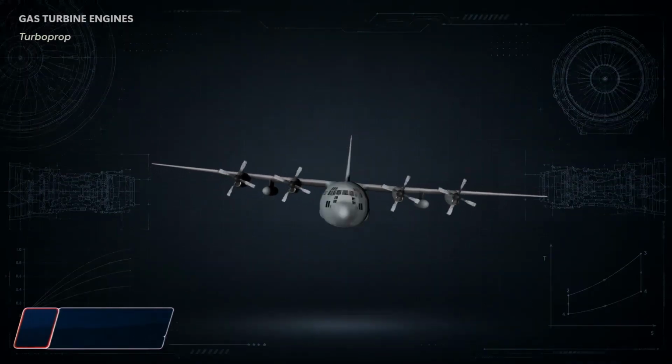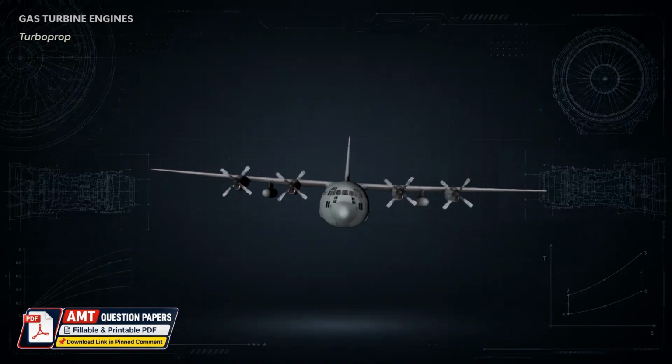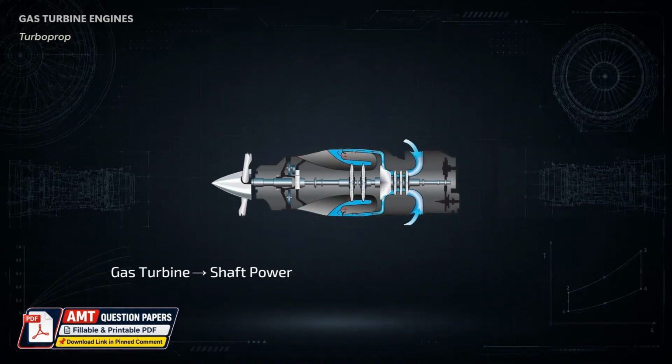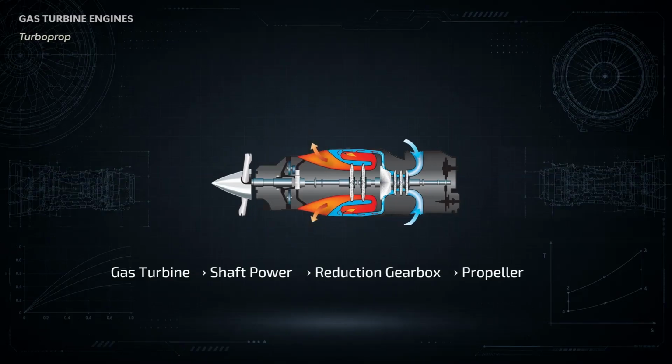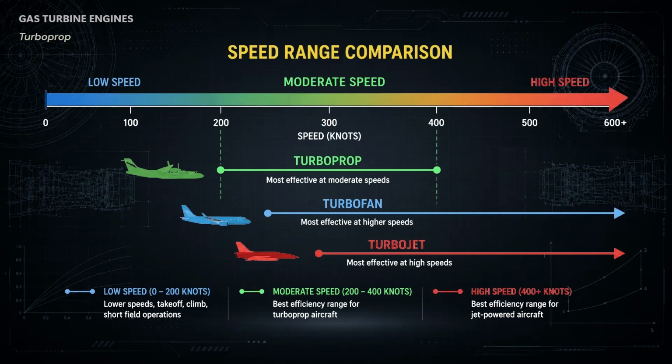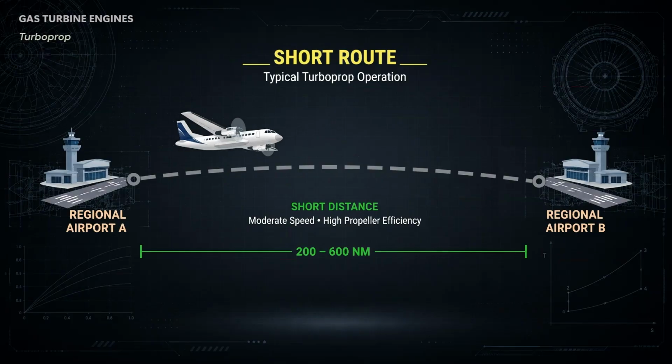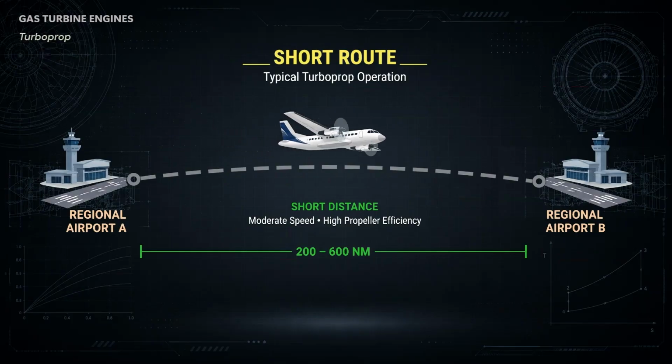A turboprop engine uses a gas turbine to produce shaft power that drives a propeller through a reduction gearbox. In this case, the propeller produces most of the aircraft's useful thrust. Turboprops are particularly effective at moderate speeds and relatively short routes, where propeller efficiency provides an advantage over pure jet propulsion.